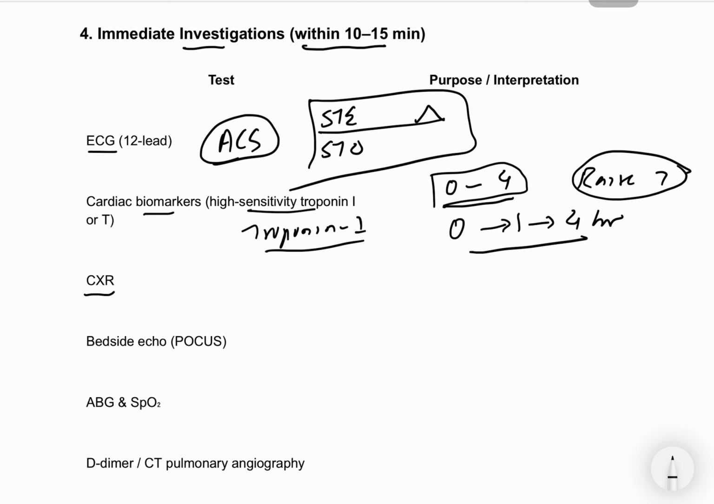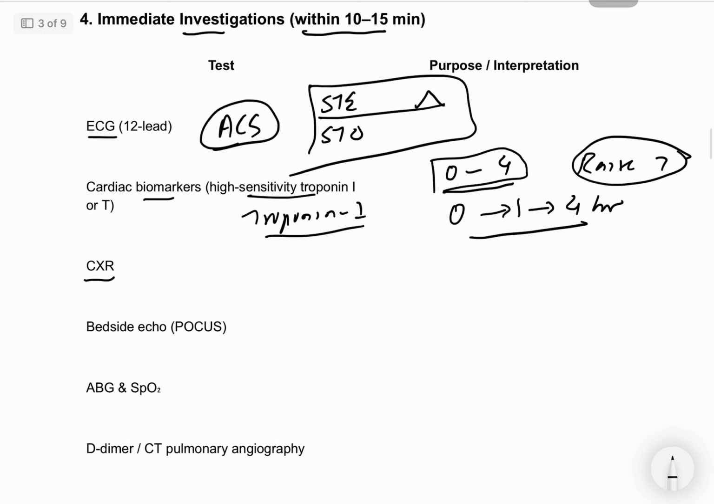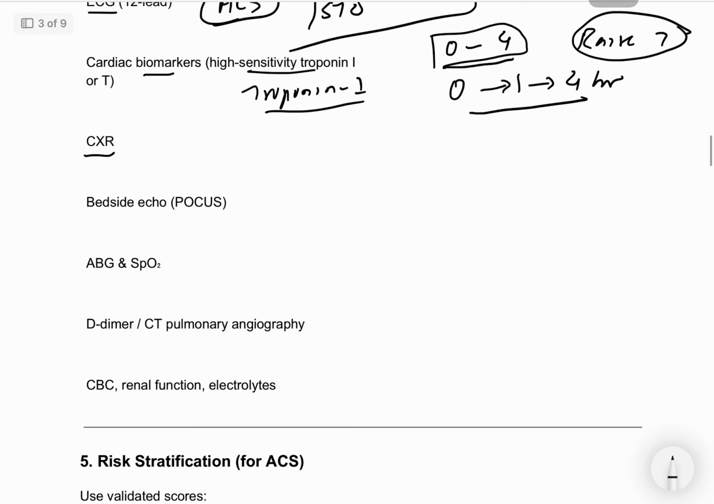Okay, and chest X-ray to rule out pneumothorax or any pneumonia-like things. Bedside focused echo, if that's readily available, is very important to rule out regional wall motion abnormality to detect myocardial infarction, and to see if there is pericardial effusion or not, to rule out tamponade, and we can also rule out pneumothorax with focused echo.